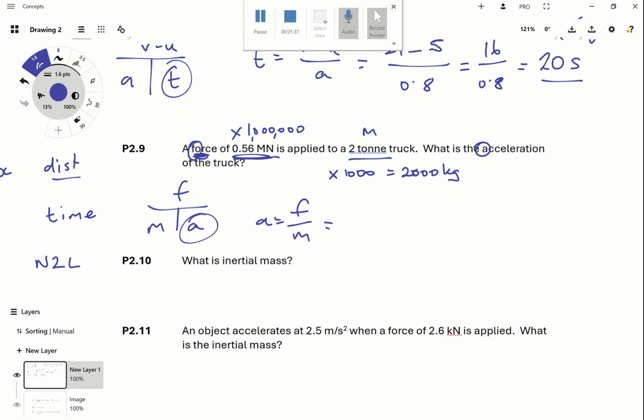Next part, put your values in once you've converted into the SI units. So 0.56 times a million is 560,000, divided by 2,000. Put that into my calculator, and I get my answer, 280. And probably the most important unit, meters per second squared.